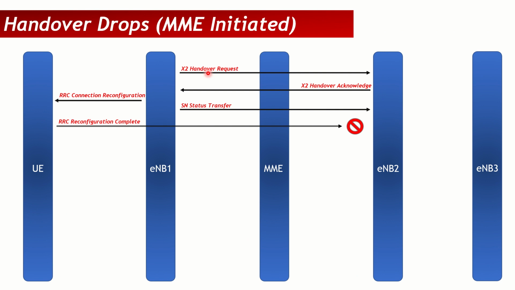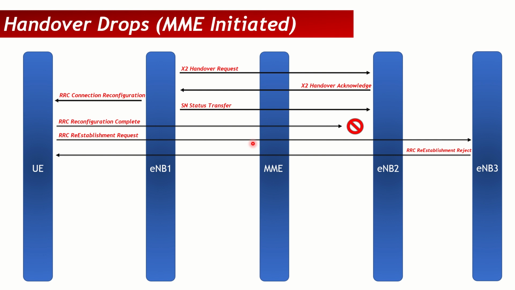Okay, another one, handover drops, MME initiated. Now this is a similar scenario to what we discussed previously, but the difference here is like this. Now if the UE gets the handover command and the handover is not successful to eNode B2, then the UE tries an RRC re-establishment, let's say on another eNode B3, which is, let's say, not a neighbor, which cannot fetch the context, so it will reject the RRC re-establishment.